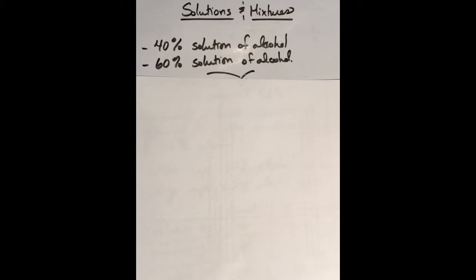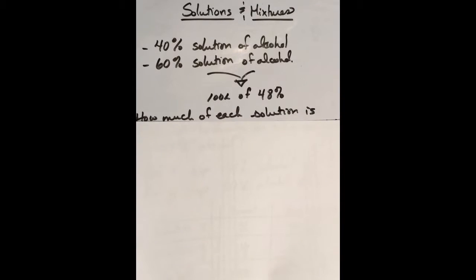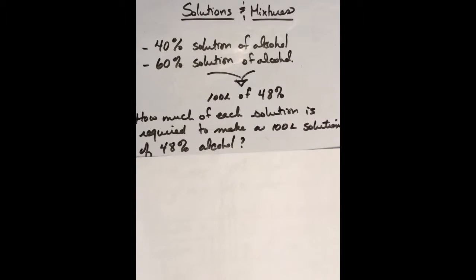Now we're going to work on solutions and mixtures. We're still using equations to solve word problems. If you were given a 40% solution of alcohol and a 60% solution of alcohol, and we wanted 100 liters of 48% alcohol, we would need to set it up using some variables. So the question is, how much of each solution is required to make a 100-liter solution of 48% alcohol?